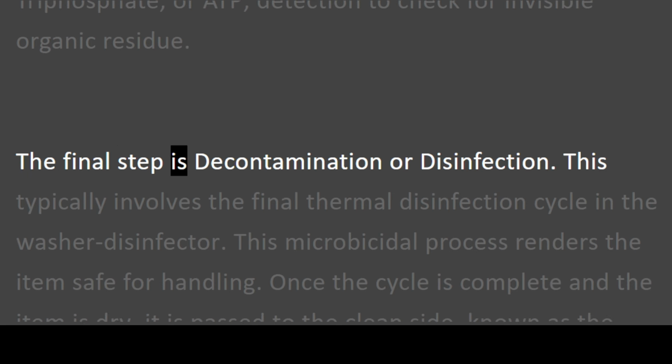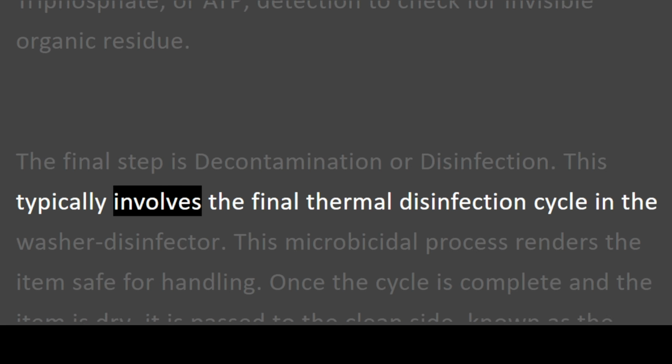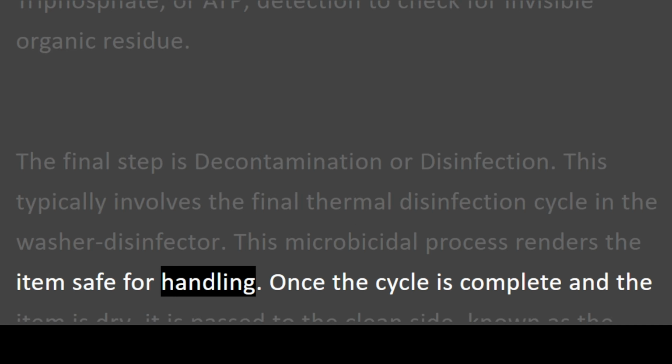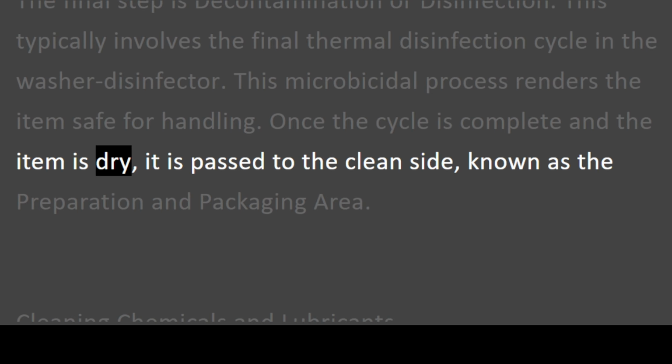The final step is decontamination or disinfection. This typically involves the final thermal disinfection cycle in the washer disinfector. This microbicidal process renders the item safe for handling. Once the cycle is complete and the item is dry, it is passed to the clean side, known as the preparation and packaging area.